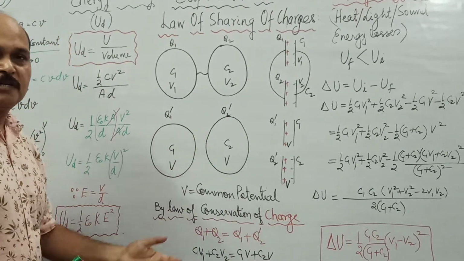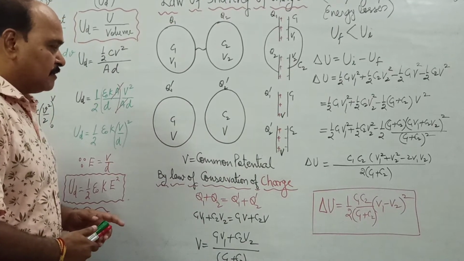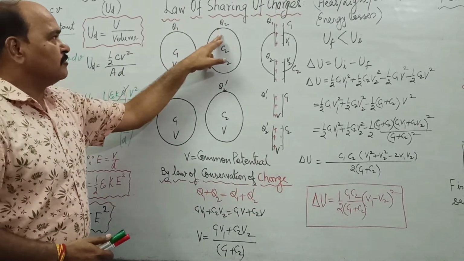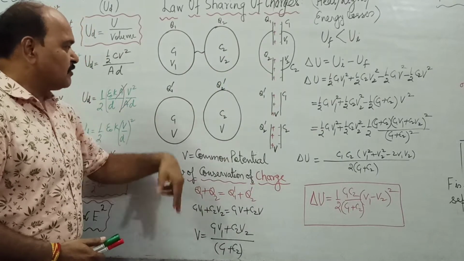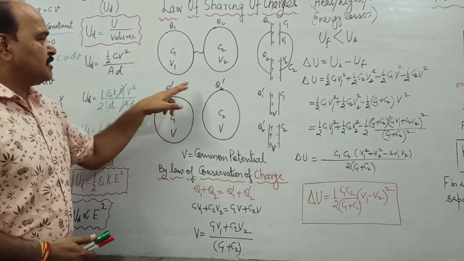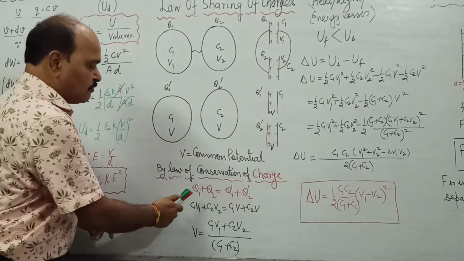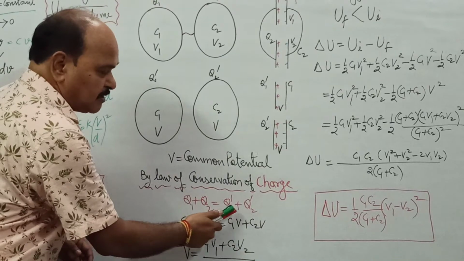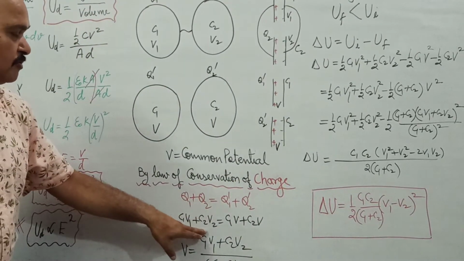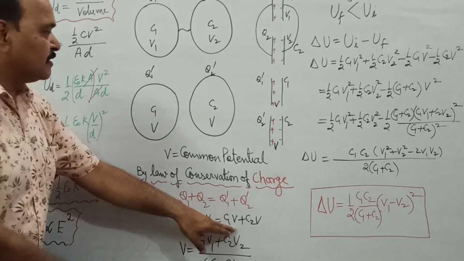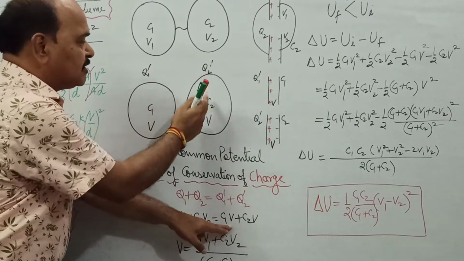Well, let's find this common potential by the law of conservation of charge. What is the initial charge? Q1 plus Q2. What is the final charge? Q1 dash plus Q2 dash. What is Q1? C1 V1. What is Q2? C2 V2. What is Q1 dash? C1 into V. What is Q2 dash? C2 into V.